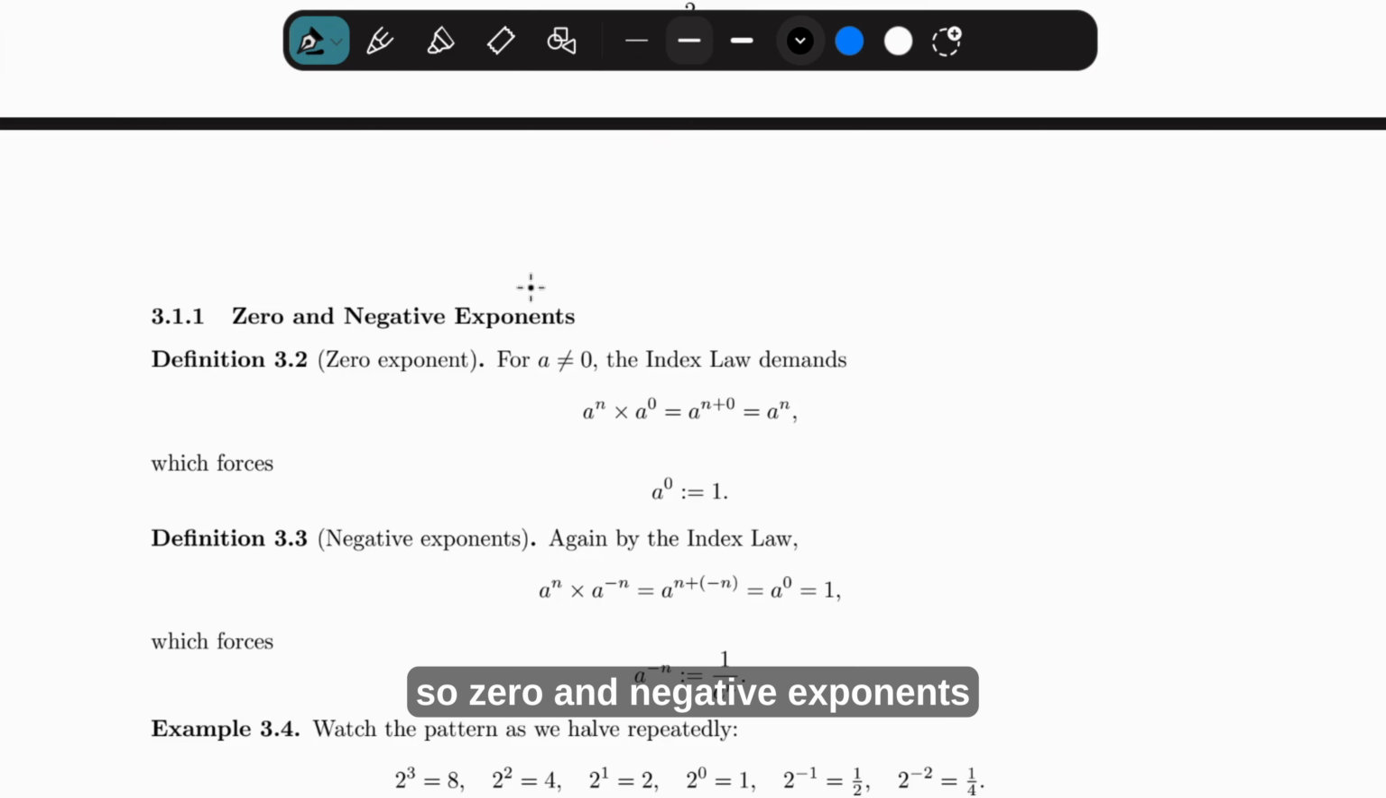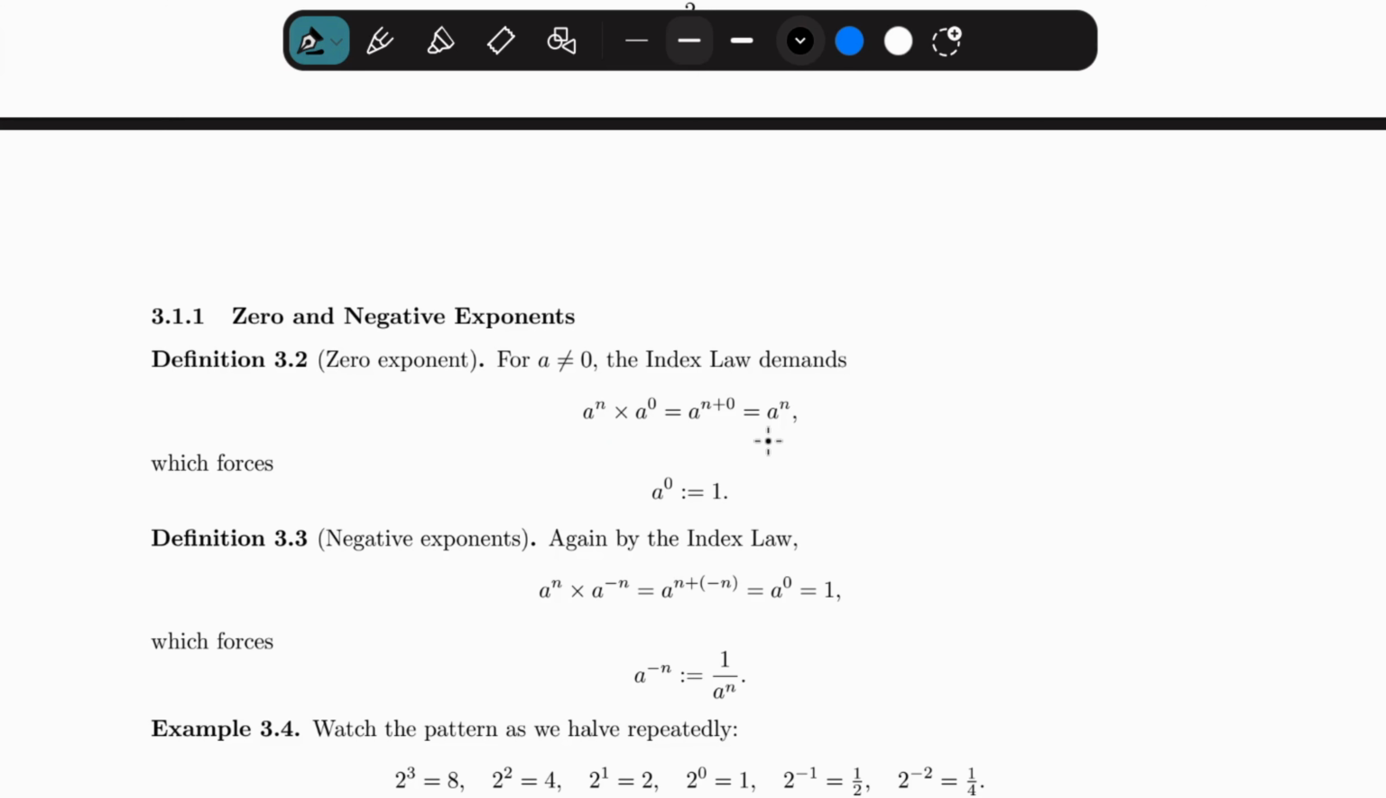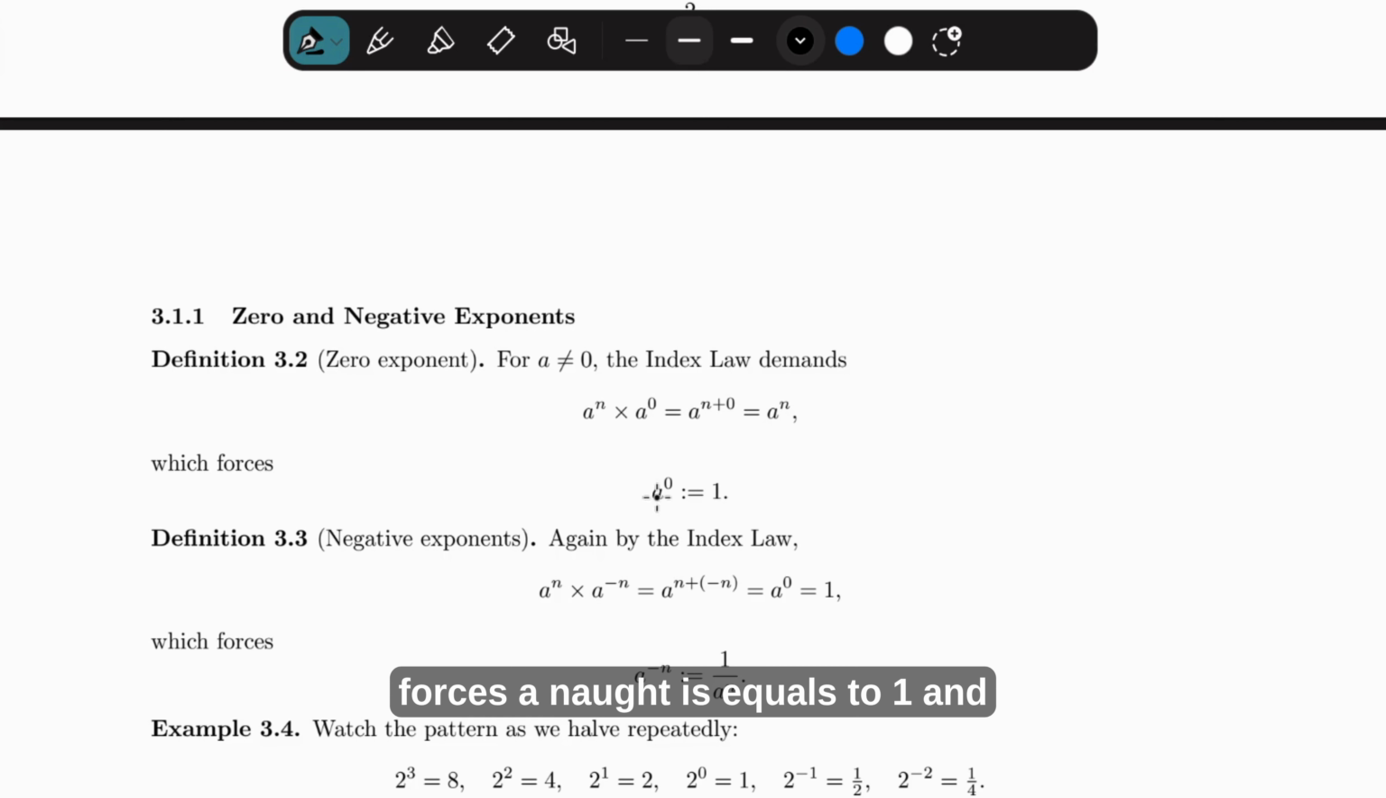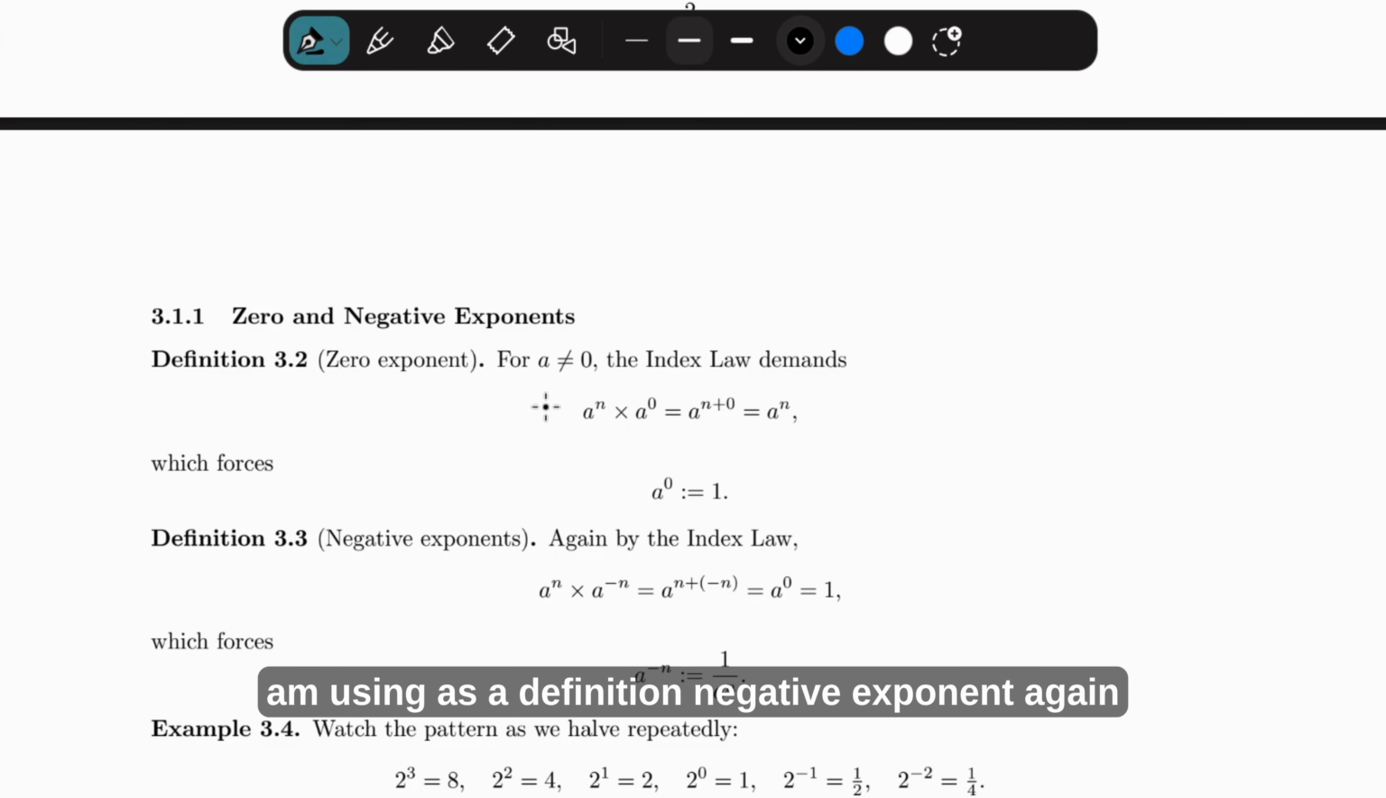So, zero and negative exponents. What does zero exponent mean? We have already defined that. The index law demands a^n times a^0 is equal to a^n, which forces a^0 to be equal to 1, and we proved that here. I am using it as a definition.